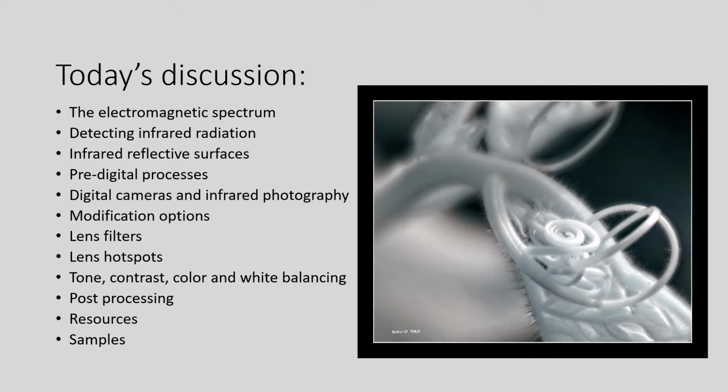I will also discuss ways in which your digital camera can be modified to add even more flexibility to shooting in infrared. I will also cover lens filters and lens hotspots with certain types of camera lenses and how to overcome those issues. A fair amount of time will be spent in the digital darkroom discussing how to manipulate photos taken in infrared to give them a good infrared look and feel.